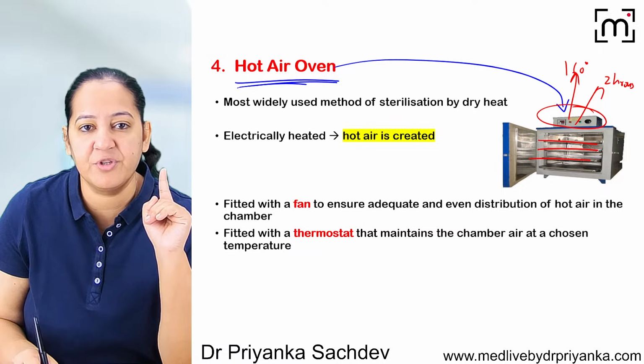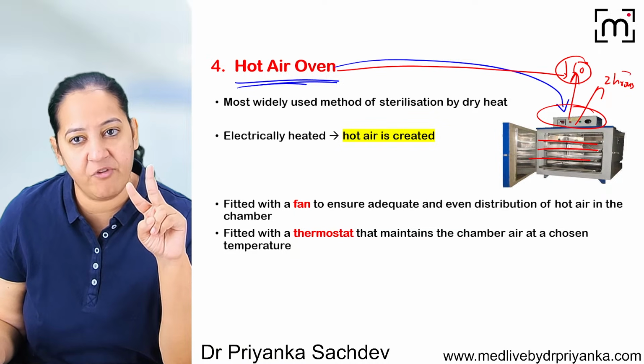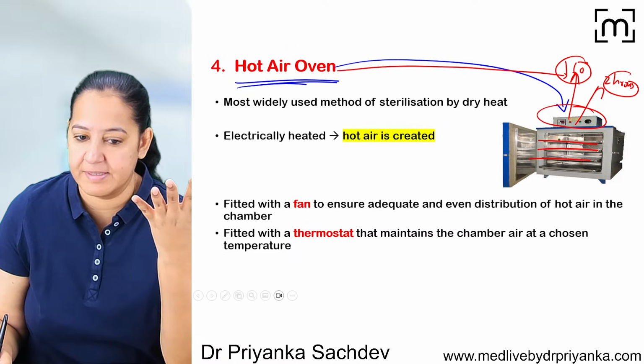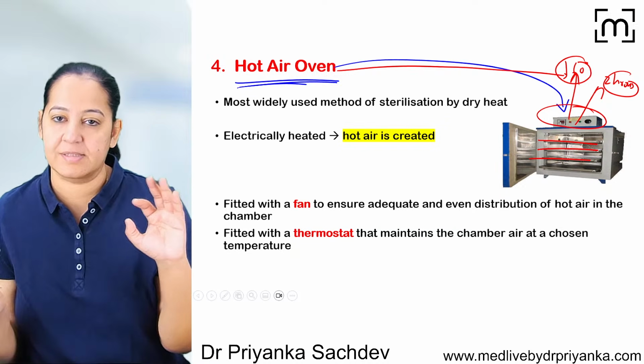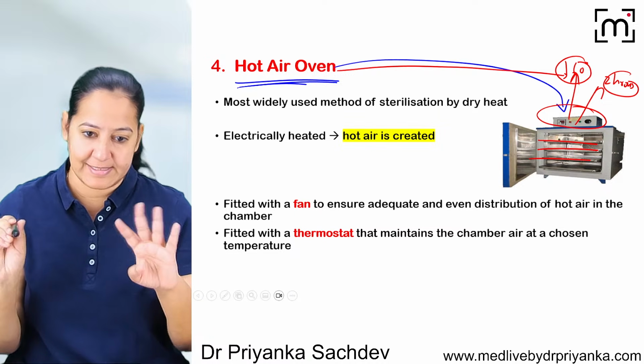You have to set the temperature in the hot air oven of 160 degree, and you have to set the time for 2 hours. Just do that. After 2 hours, there will be an alarm buzzer. So the process is completed. You open the door, and whatever article you have put inside, it is sterilized.